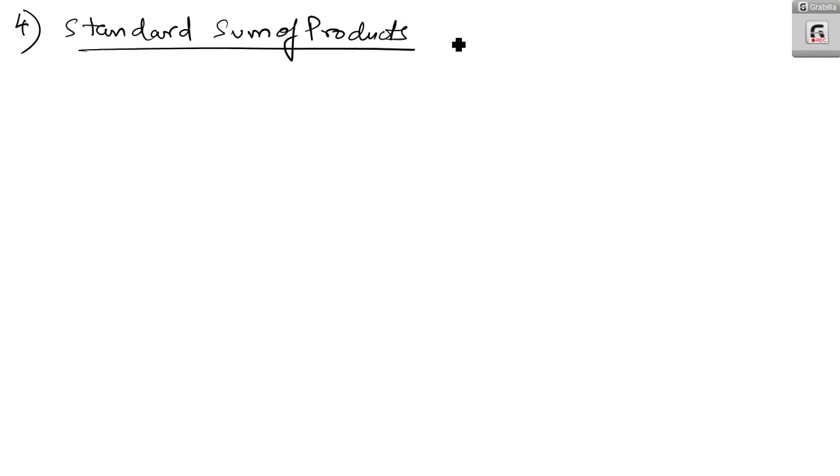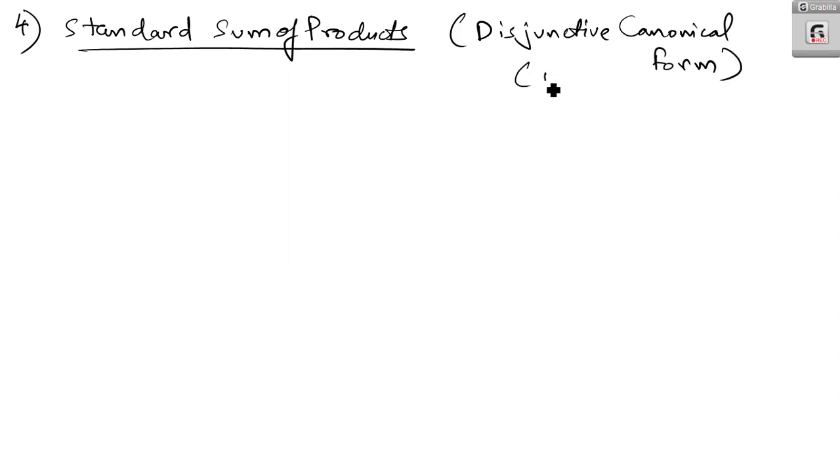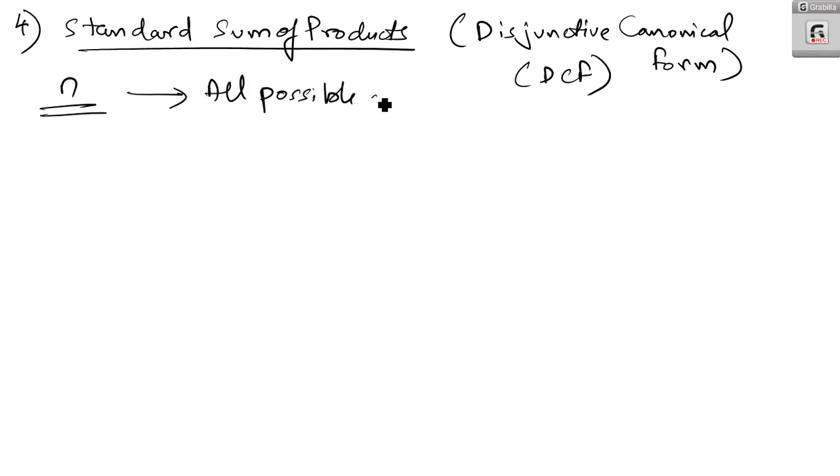Coming to the fourth one. The fourth one is standard sum of products. It is also known as disjunctive canonical form, that is DCF. Here, if there are n variables, you should take all the possible combinations of the variables and make it into the sum of products form.